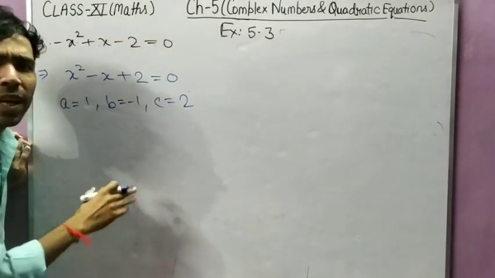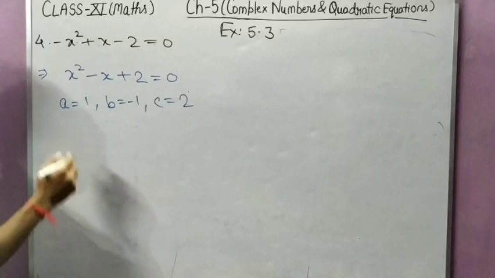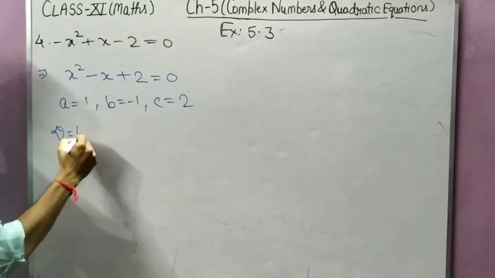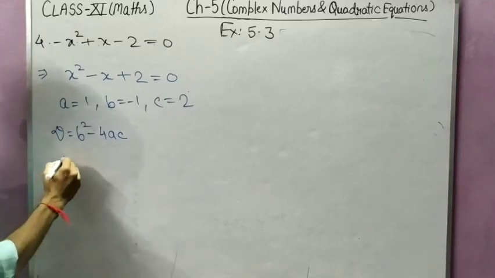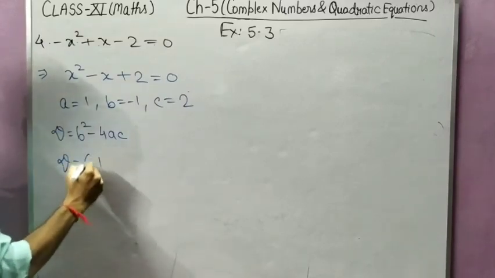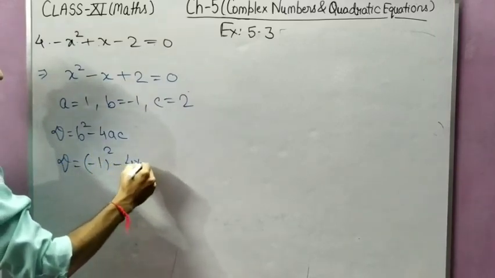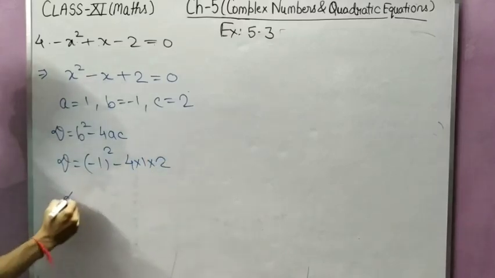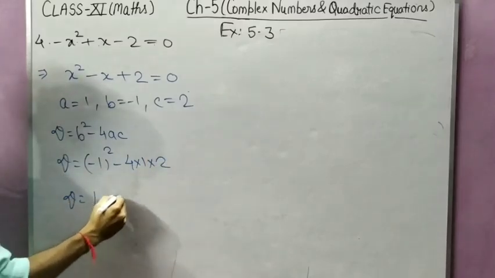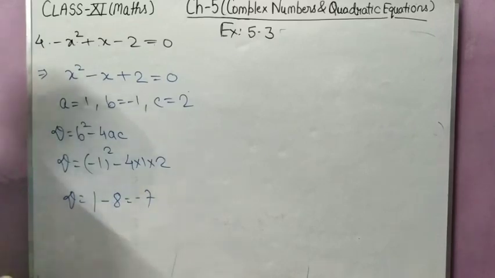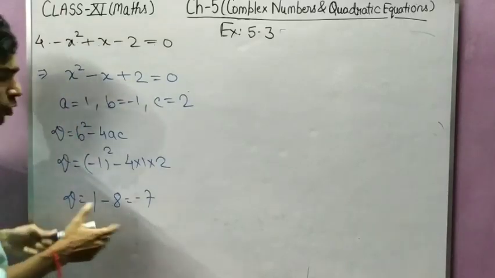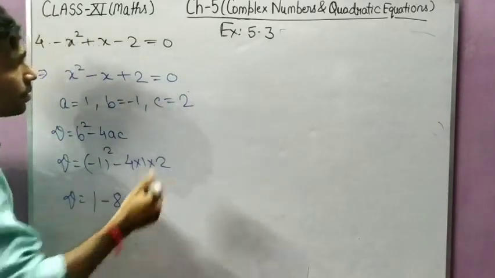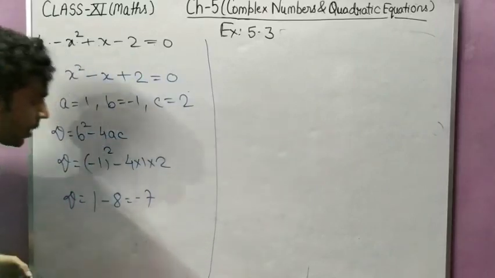In every question you can calculate d. ठीक है. So the value of d will be b square minus 4ac. So the value of d will be -1 का square minus 4 into 1 into 2. So the value of d is 1 minus 8, that is -7. -7 will come, the value of d. So see, again d is coming negative.